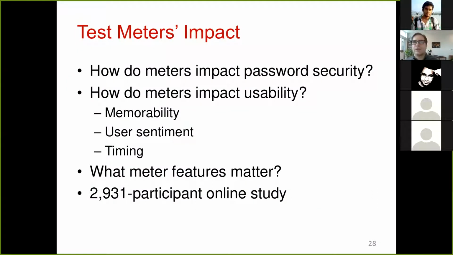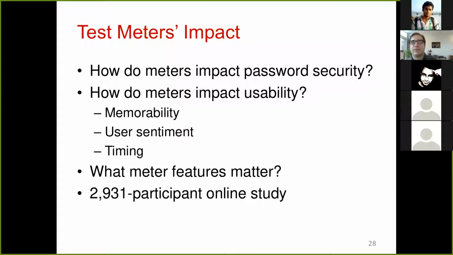We were interested in all these different facets: do they impact security? Do they impact usability, like people's ability to remember the password? User sentiment, like are they happy or unhappy or annoyed when they're making a password? How long it takes them, and so on and so forth. We were also interested in what features, visually and in terms of scoring of the meter, actually matter.